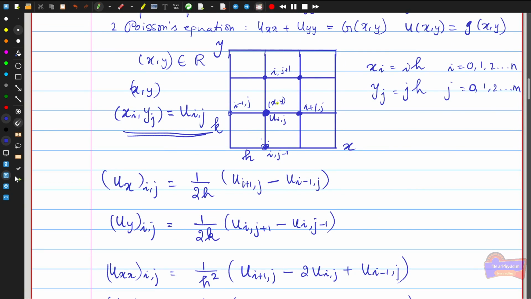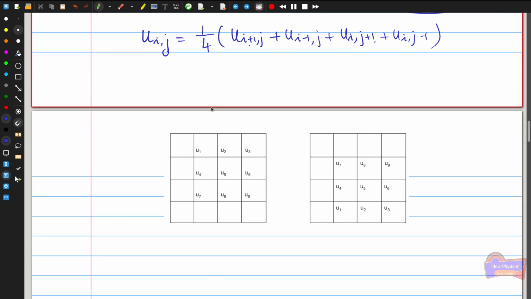So once you know this point, then you can spread this solution to everywhere, to all the mesh points. So these nodes are actually numbered in an ordered way. Suppose this is the node point. So U1, U2, U3 are the solutions.